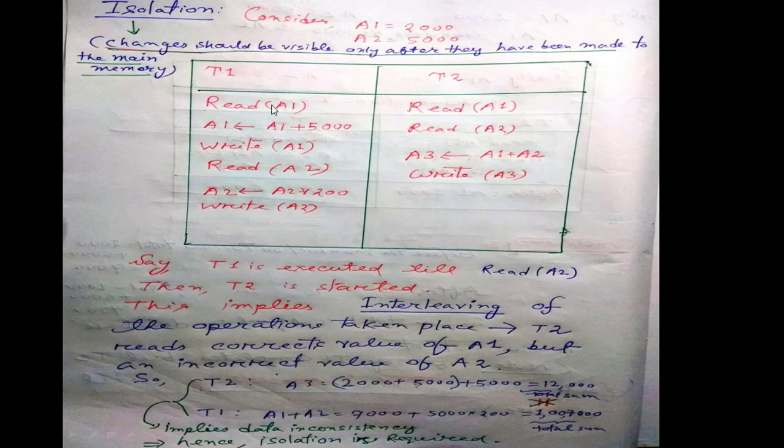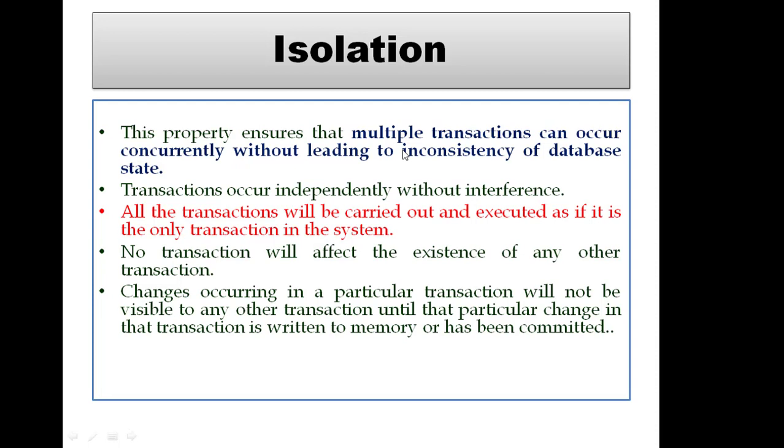Got it? So that is isolation, meaning more than one transaction is going on, but they will not have any adverse effect on each other. So that is the isolation property. Transactions occur independently without interference through this isolation property.